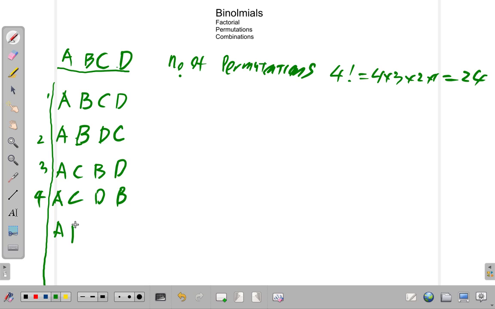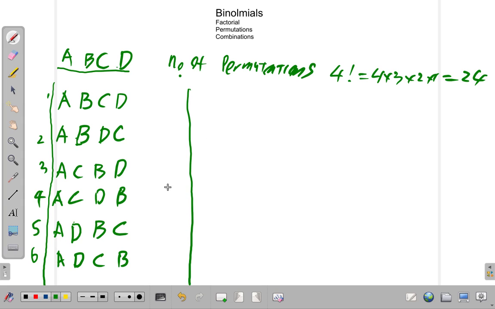A, B, D, I mean D. I expect 2 ADs to be here. So it's AD, and then you have BC and AD, CB. So that's 5, 6. All right. We have that so far.